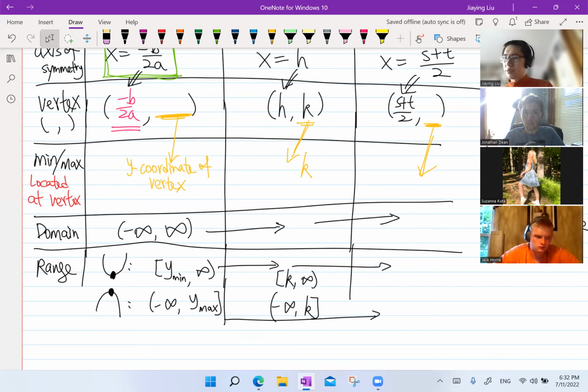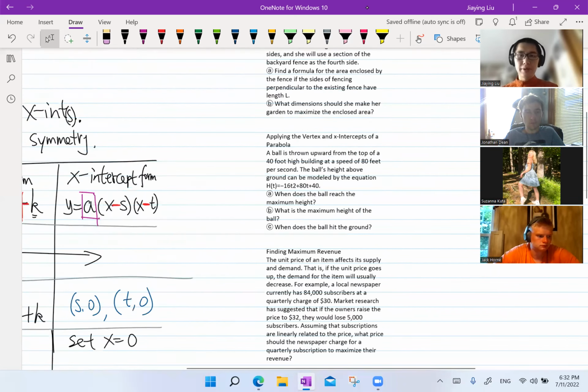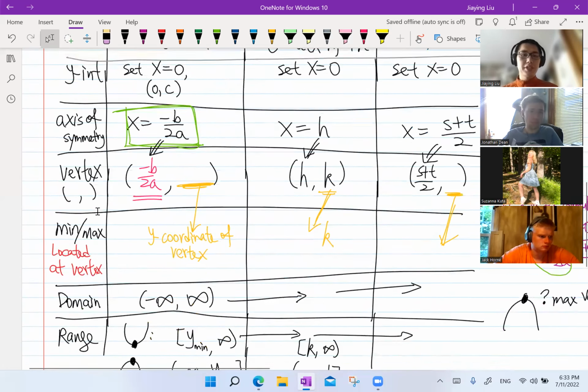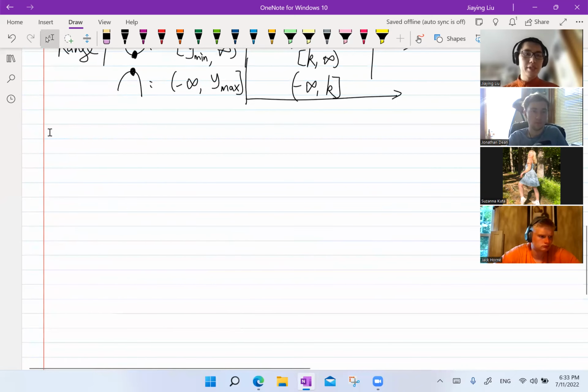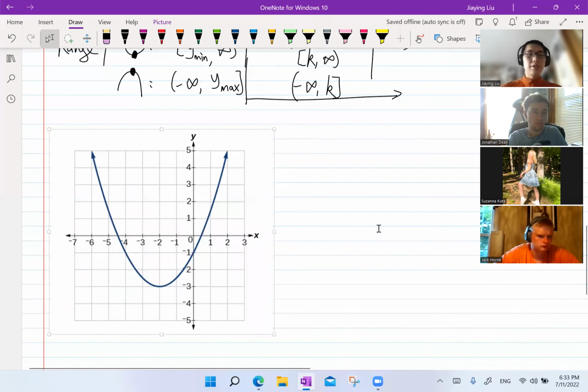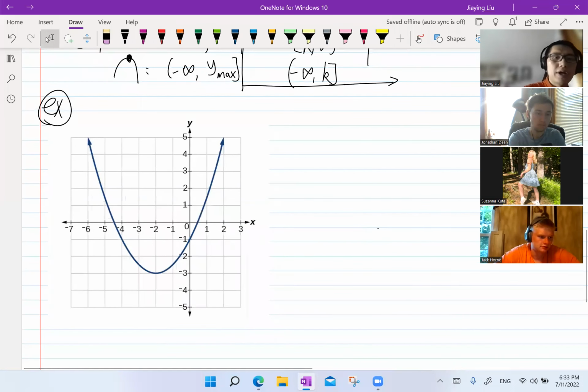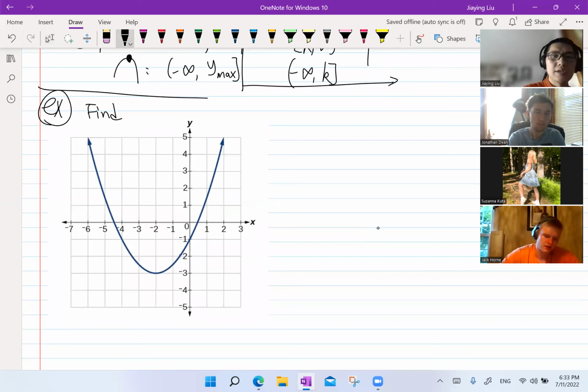All right, any questions on those topics? All right, if not, let's look at one example. Where's my example? Here. All right, so let me cut this. So this is an example I took from the book. You don't have to draw the graph precisely. So here's the example. And I want to find a function for the graph.